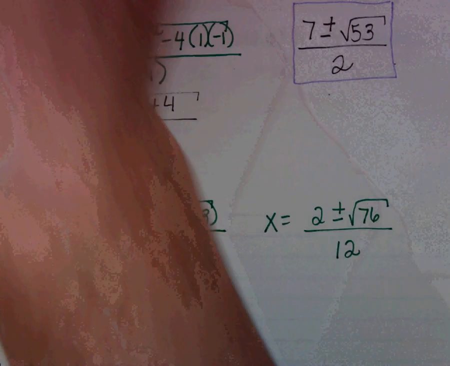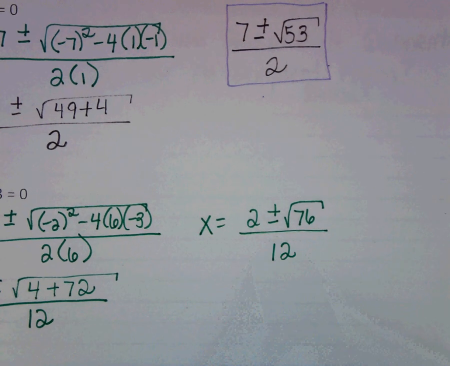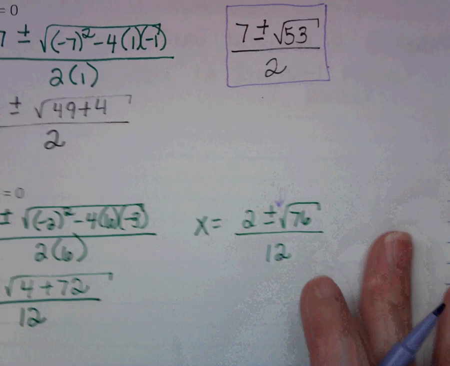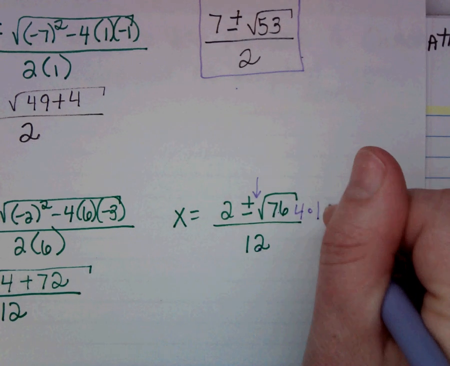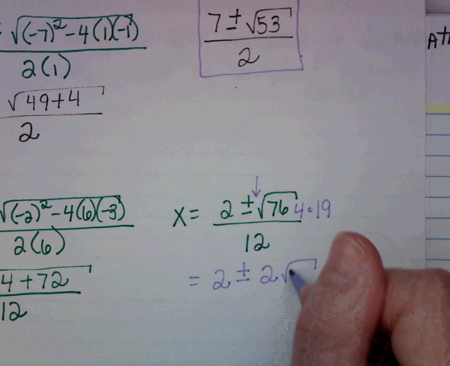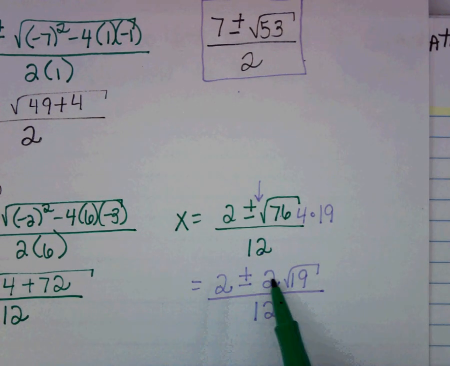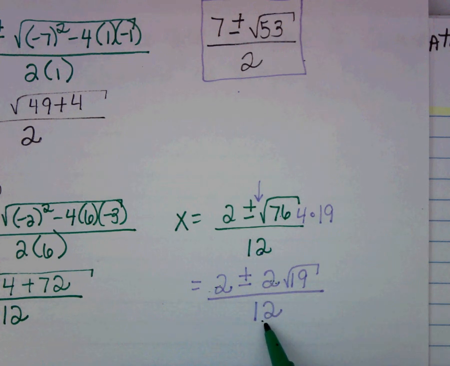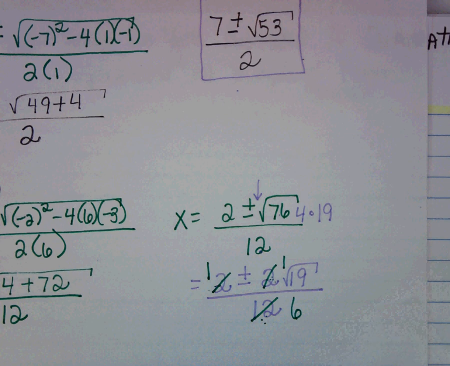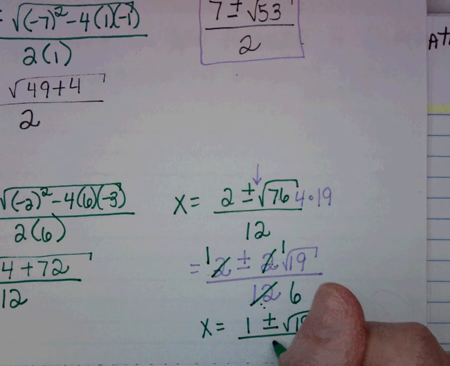Remember, you still cannot simplify 2 and 12. Both terms have to be divisible by 12, and right now there's no coefficient right here. We cannot simplify 76 and 12. Inside, outside. Doesn't work. But 76 will break down to 4 times 19. So this would be 2 plus or minus 2 the square root of 19 over 12. And now they both have an outside number that we can reduce with the 12. 2 goes into all of these. This becomes 1, this becomes 1, this becomes 6. So x equals 1 plus or minus the square root of 19 over 6.